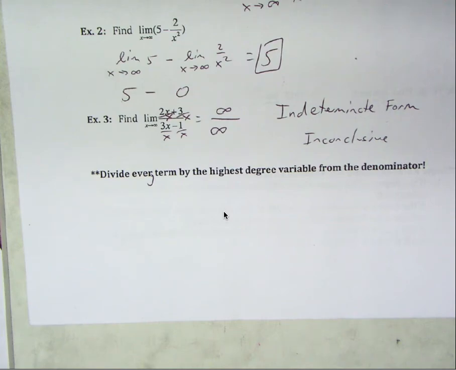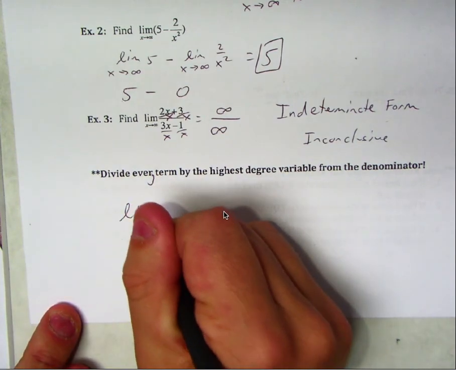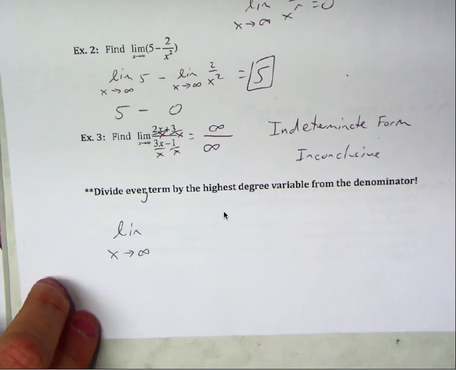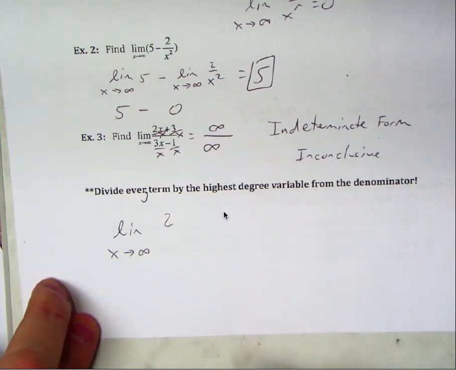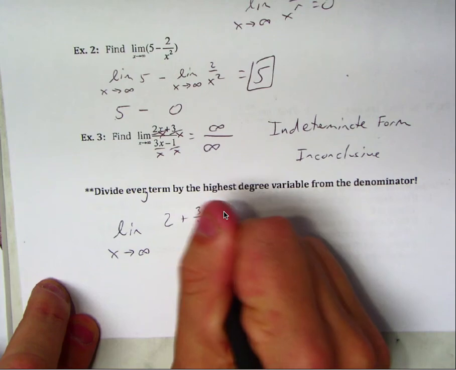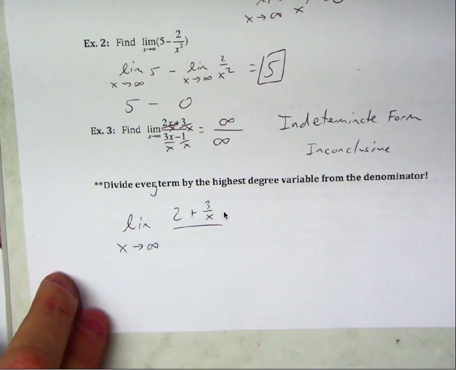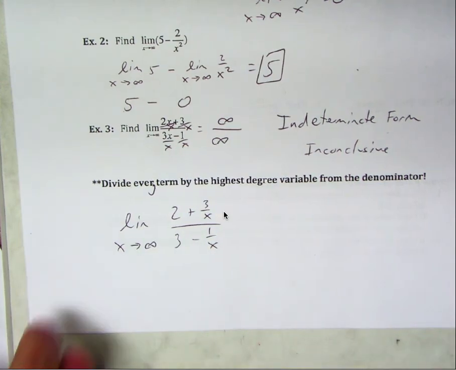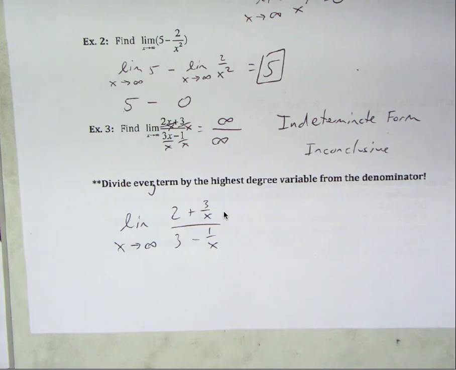Well, let's see what happens here. So now we're going to have the limit as x approaches infinity. Well, the top now is going to become a 2 plus 3 over x, over, now we have 3 minus 1 over x. Now let's try to plug the infinity in again.